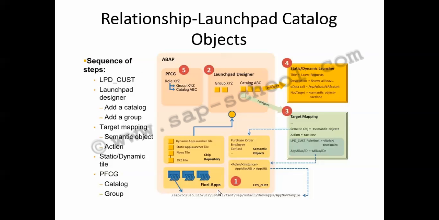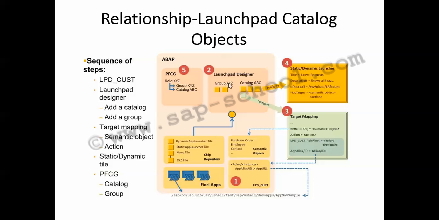Then we have the relationship between the launchpad catalog objects. Now in this we can see the sequence of steps. First of all we have to use the LPD_CUST transaction, which is for my launchpad designer. After that, in the launchpad designer we have to add a catalog and add a group, then the target mapping has to be created, in which we define the semantic object and the action. Once the target mapping is done, we have to create the static or the dynamic tile, and then we have to set up the roles for these catalogs and groups in the PFCG transaction.